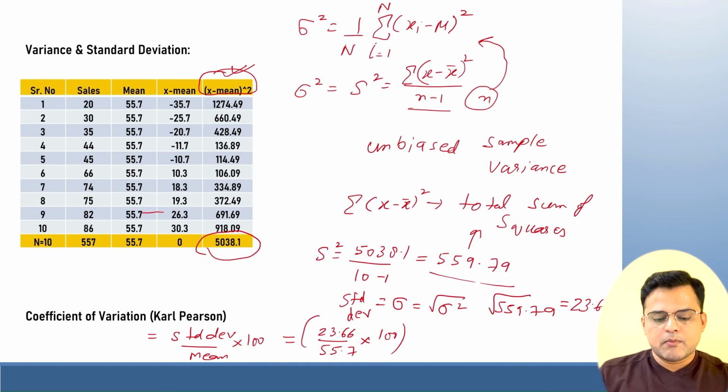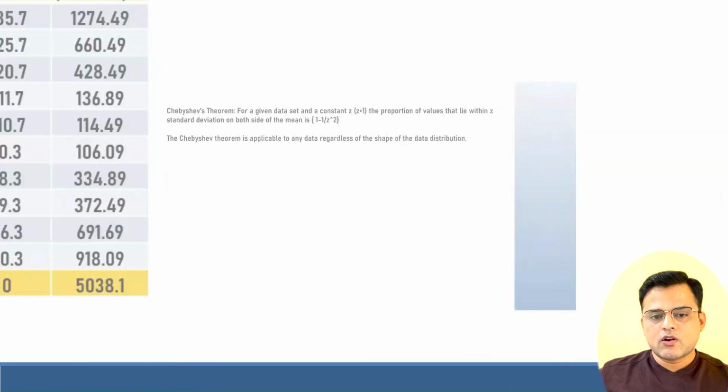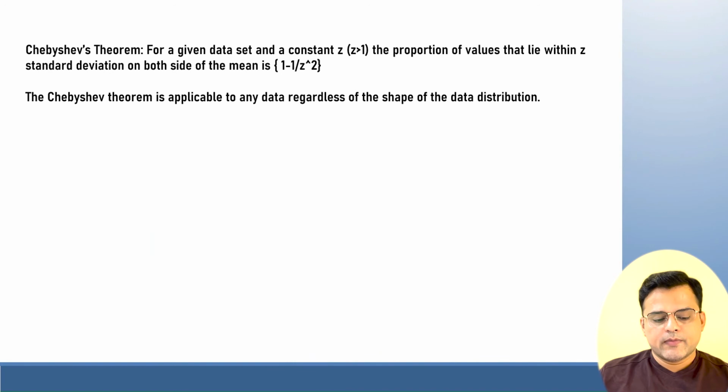Now, the next important point we are discussing is called the Chebyshev theorem. The Chebyshev theorem was given by a Russian mathematician, P.L. Chebyshev.